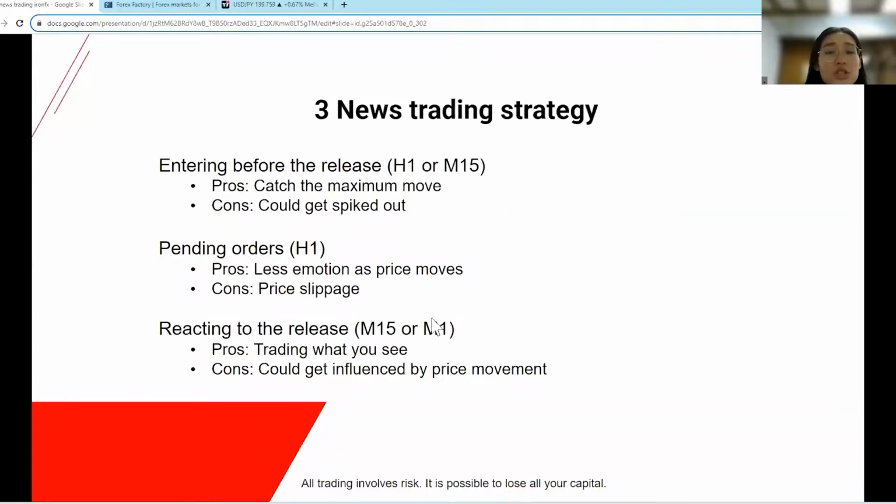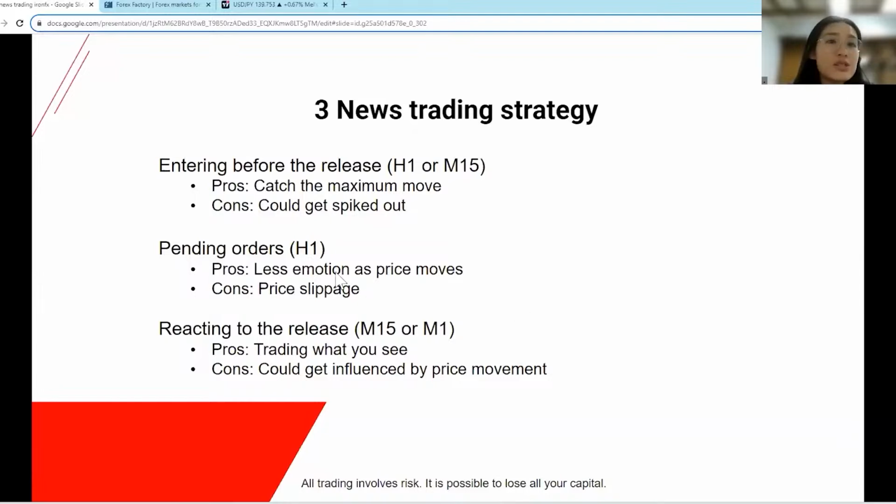Okay, 3 news trading strategies for you guys before we get into looking at our charts for today. So firstly, entering before the release. This would be typically on the shorter time frames, either the H1 or M15. For the pros, you can catch the maximum move. Cons, you could get spiked out immediately if it does the opposite of what you predicted it would go.